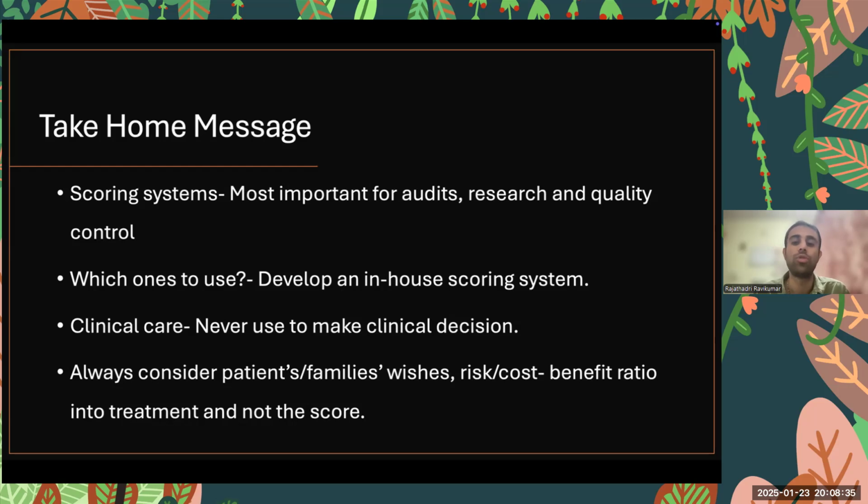In clinical care, never make any clinical decision based on the scoring system. The most important thing in our ICUs is always to consider patients' or families' wishes, risk or cost benefit ratio into treatment, and not the score itself. When it comes to the treatment, the humane side of the ICU should be considered in the clinical decision rather than the scoring system. But we have to use scoring systems wisely for improving our ICU care by continuously doing audits, research, and quality control in our own ICU.